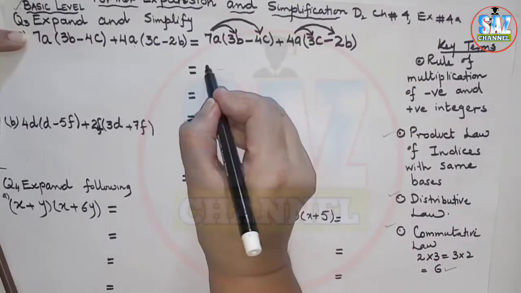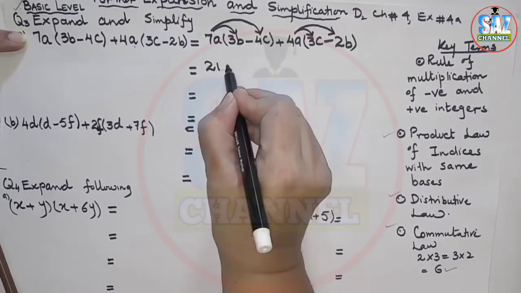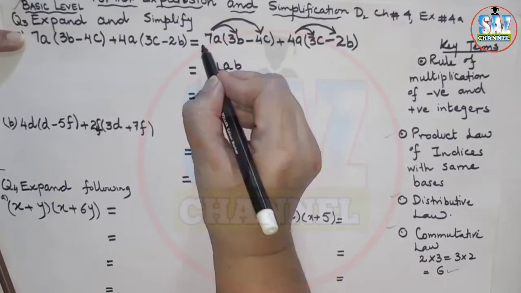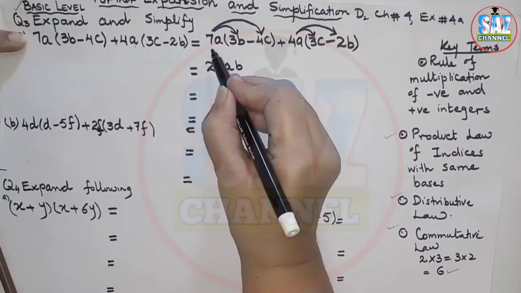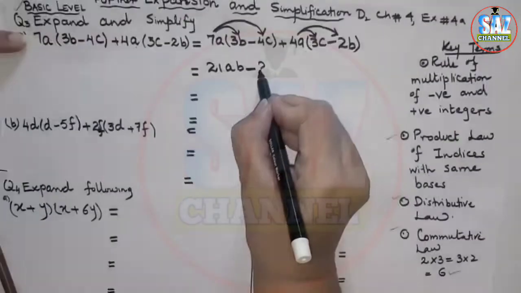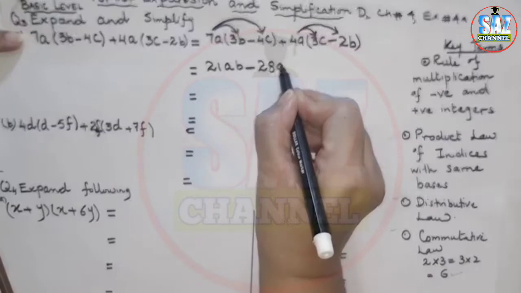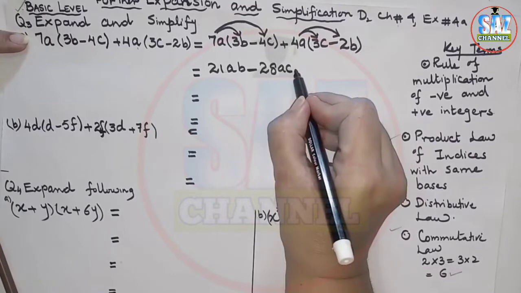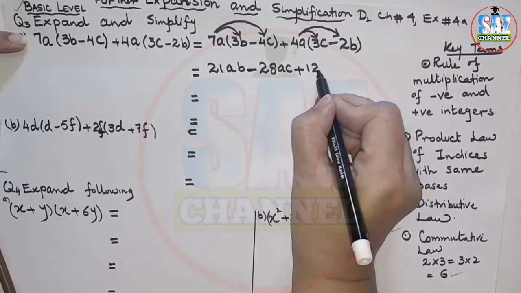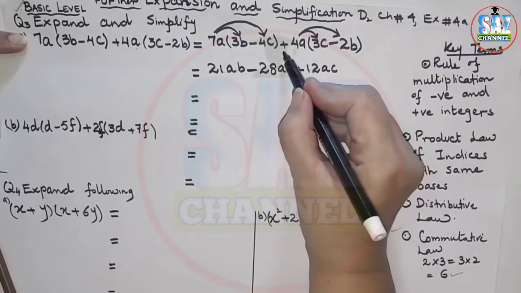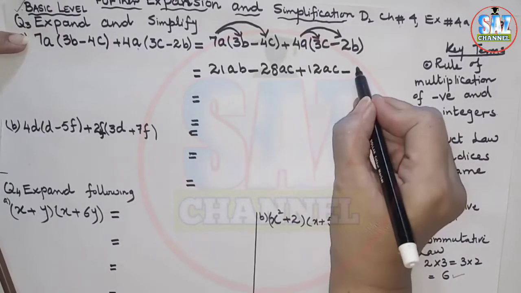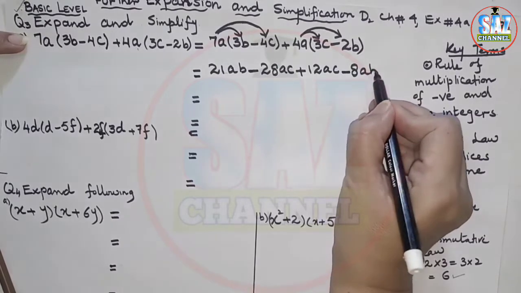7 multiplied by 3 will give me 21ab. Then add the minus sign. With 7a we have positive sign. When positive sign will be multiplied by negative sign, my answer will be minus. 7 fours is 28ac. Is that okay? Coming to the second part, 4 will be multiplied by 3, 12ac. And then plus sign multiplied by minus sign will give me minus sign, and 4 twos are 8ab.